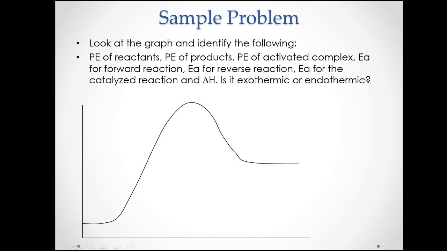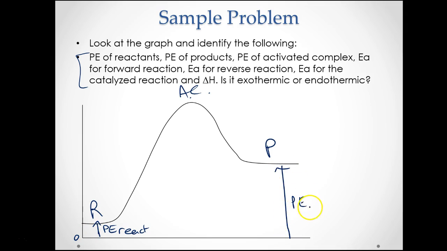That's all it does. Okay, so what I want you guys to do is go through this, identify all these various different concepts that we've been talking about. Reactants always start here, products are here, and this is your activated complex at the top. Okay, so the potential energy of the reactants goes all the way to the bottom. Remember, this is 0. The potential energy of the products also goes all the way to the bottom. The potential energy of the activated complex also goes all the way to the bottom.